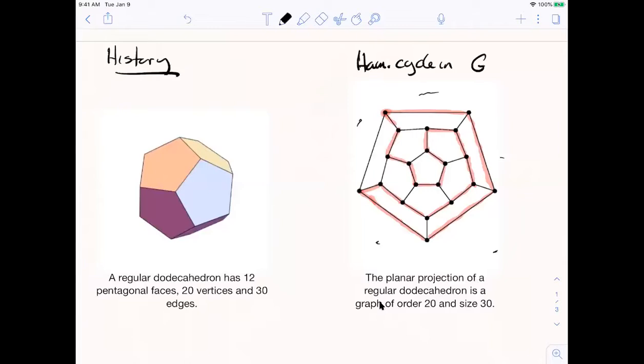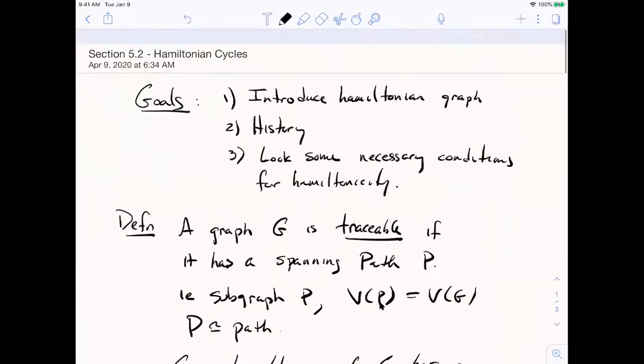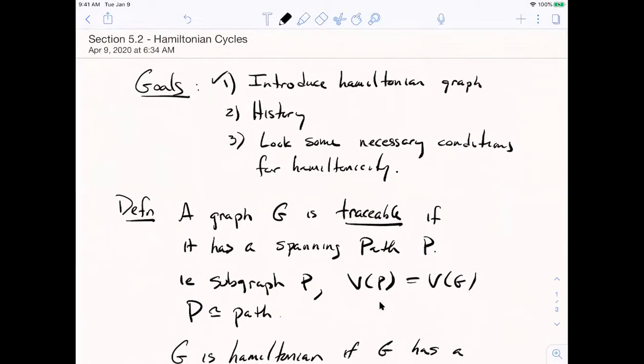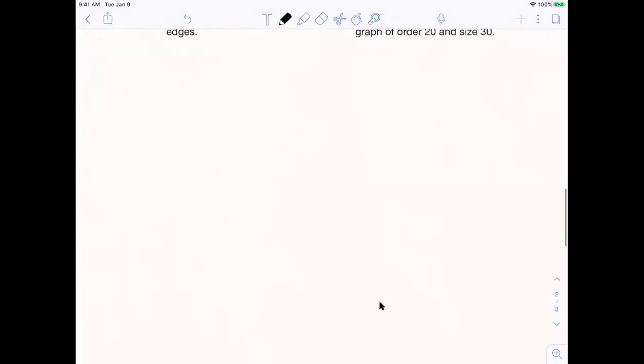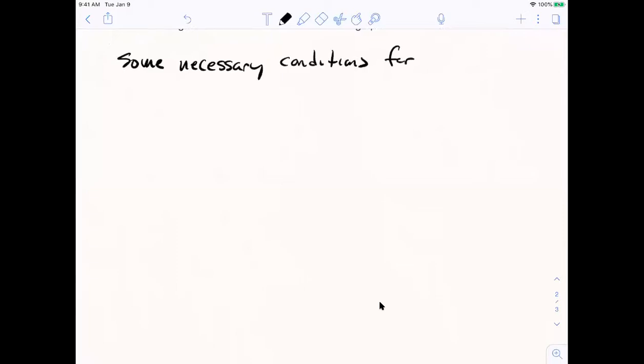Okay, so let me check my outline here. We've introduced what the notion is. We've got a little bit of history. Let's look at some necessary conditions for these things. Some necessary conditions for Hamiltonicity. I got a couple of these things. We'll just enumerate them. So one is the following.